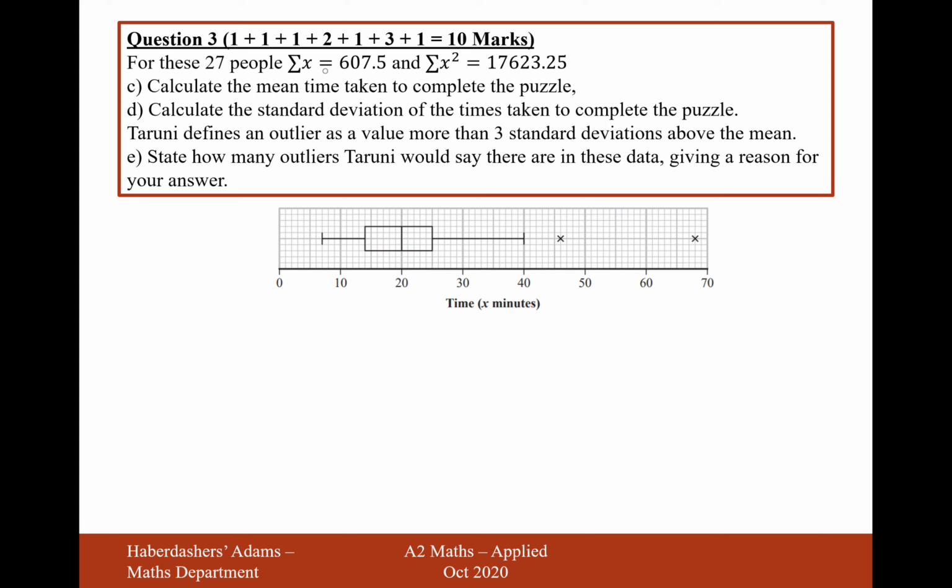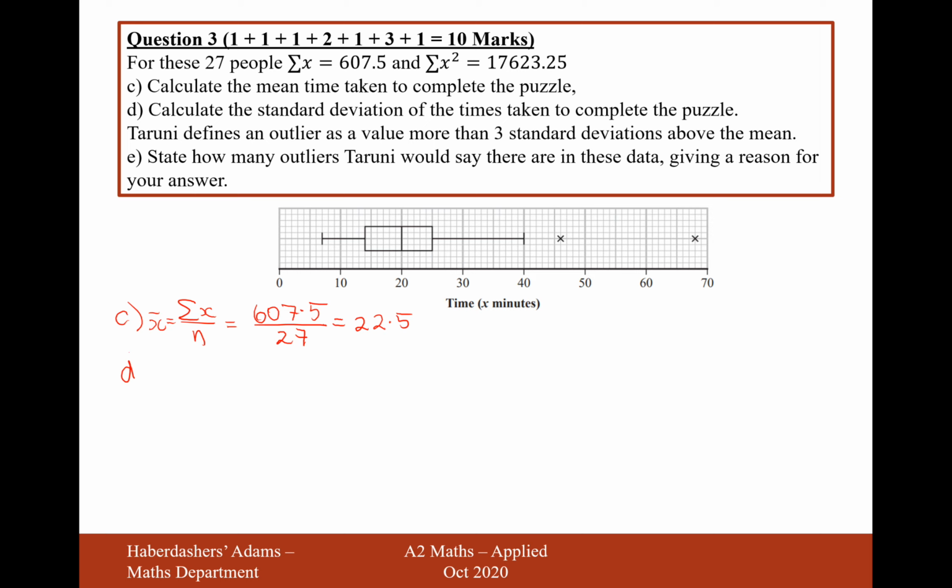For these 27 people, the sum of the data is 607.5, and the sum of x squared is this value here. Calculate the mean time taken to complete the puzzle. So that's going to be the sum of x over n. That's what the mean is equal to. So it's going to be 607.5 divided by the number of pieces of data, which is 27 people. That gives us an answer of 22.5.